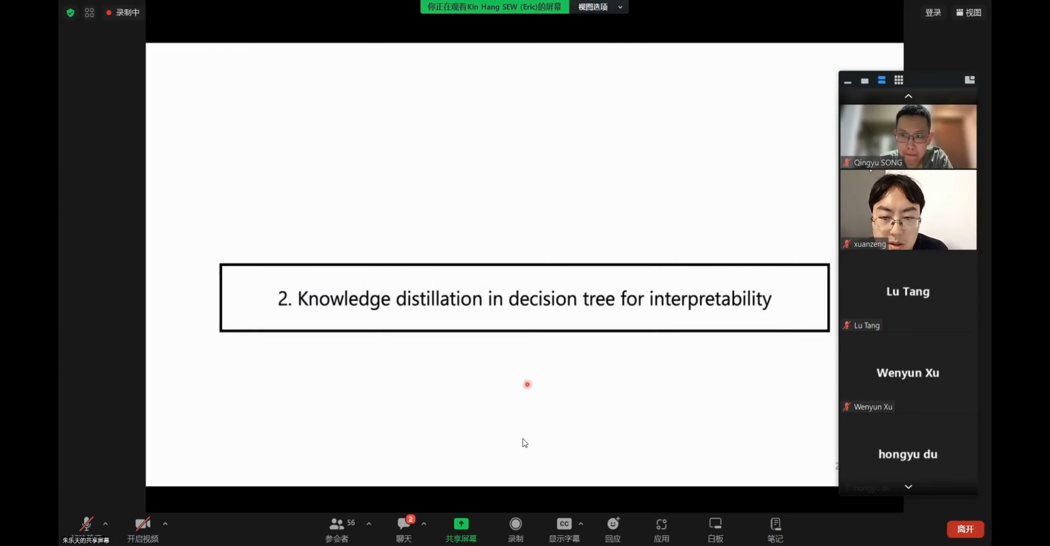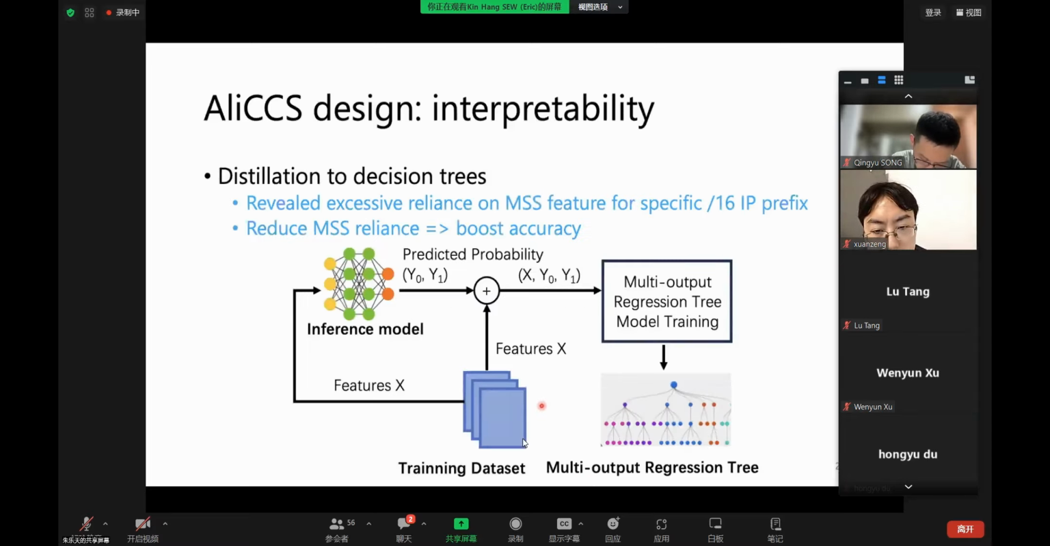The second design is knowledge distillation into decision trees for interpretability. RCCS performs knowledge distillation to convert DNN models to decision trees. After that, we can perform observations using the tree to identify key features for prediction error.